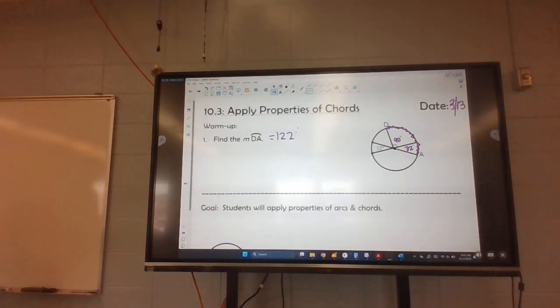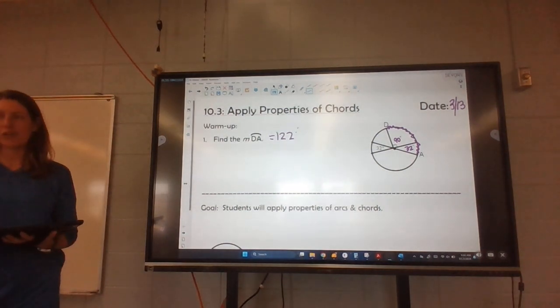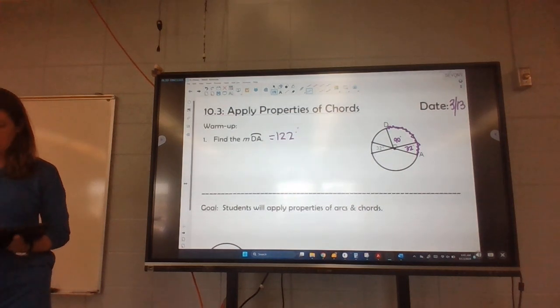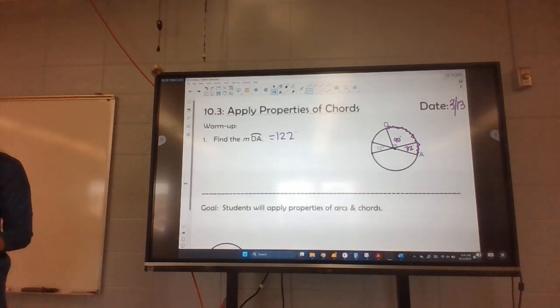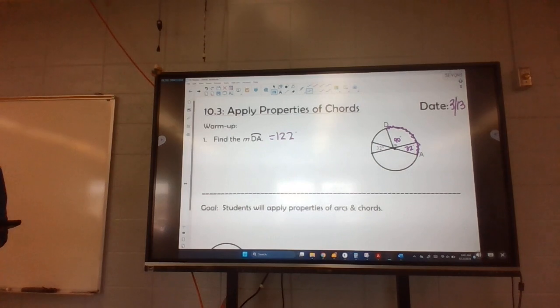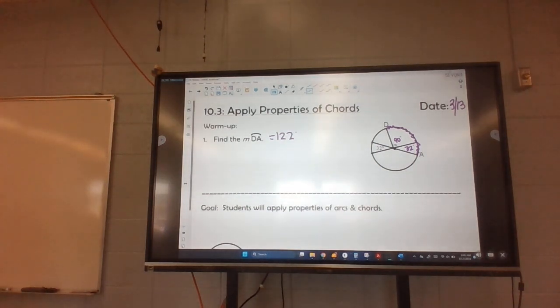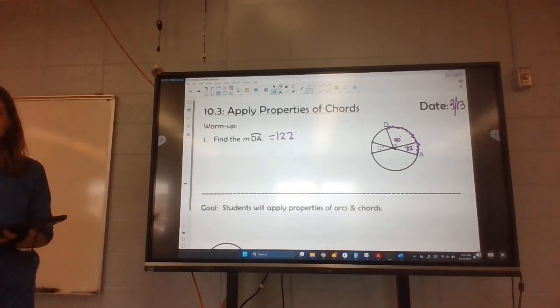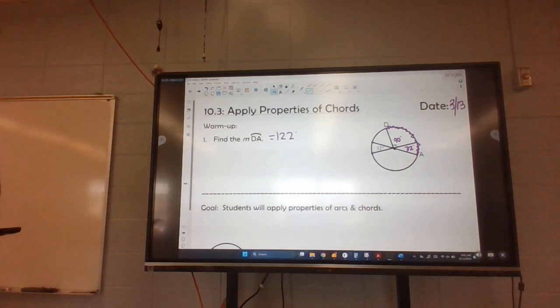And I won't always tell you guys something's a diameter like I did in our homework quiz question. If I show the middle of the circle, so if I put a point in the middle of the circle and it goes through that, you can assume it's a diameter. So just a heads up on that, I won't always mention that.